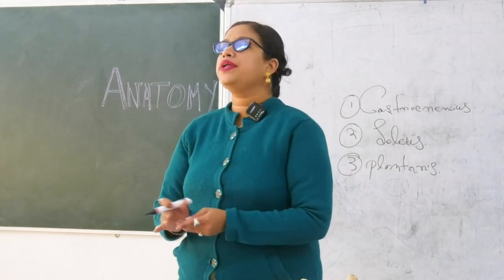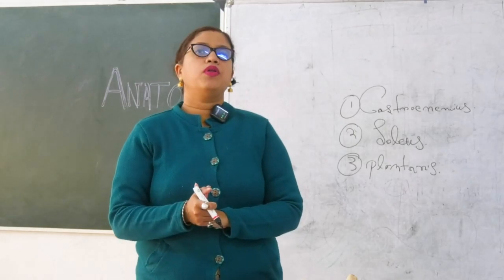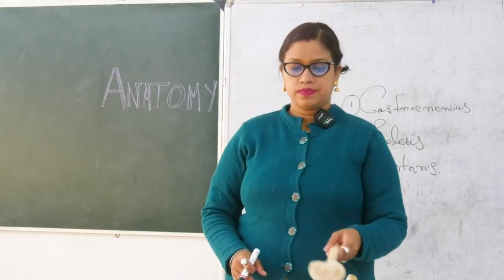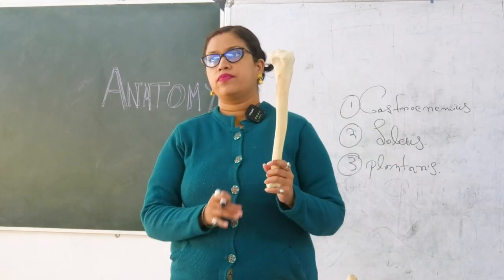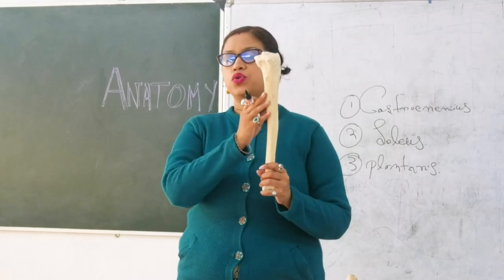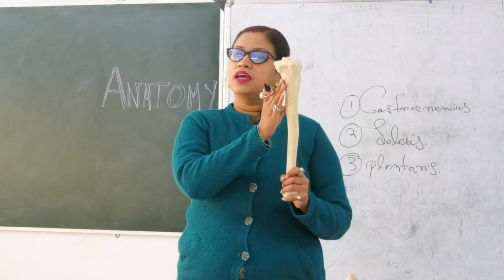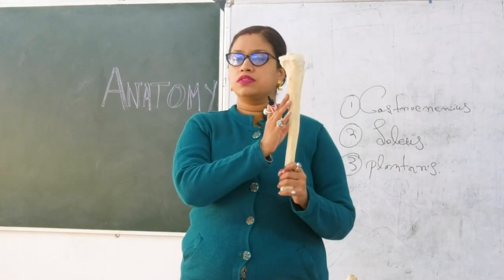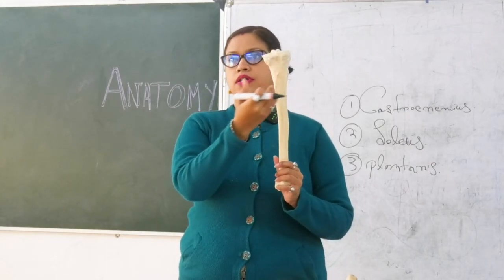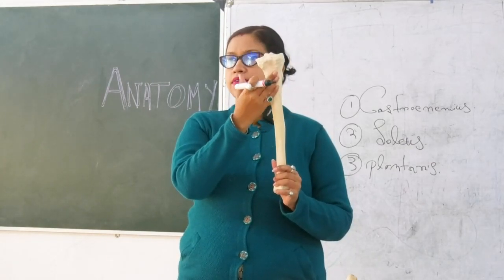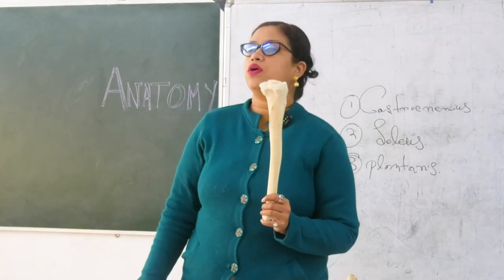Now write it down, flexor digitorum longus. At first tell me the origin. I told tibia. So where? This is the tibia. This part is occupied by the popliteus. This part is occupied by the soleus. But this part, which surface is that? Lateral surface, on the posterior part of the tibia.